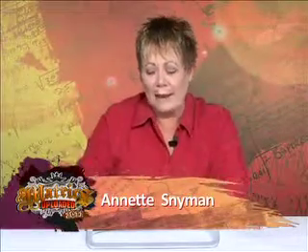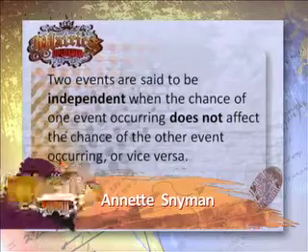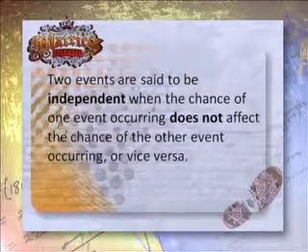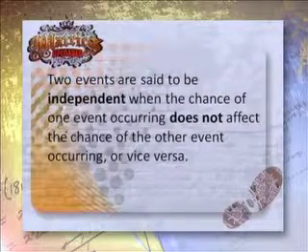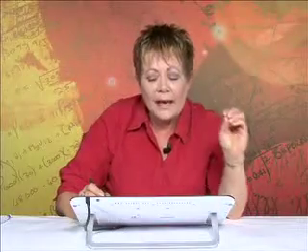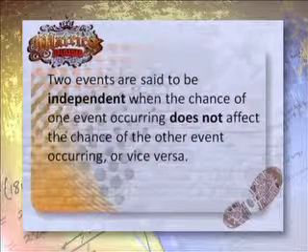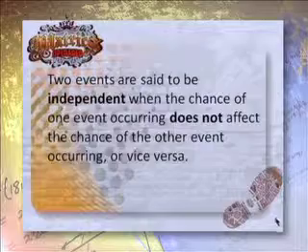So, listen up. Two events are said to be independent when the chance of one event occurring does not affect the chance of the other event occurring, or vice versa. Let's look at that again. The chance of one event does not affect the chance of the other event occurring, or vice versa. So let's have a look at some examples.